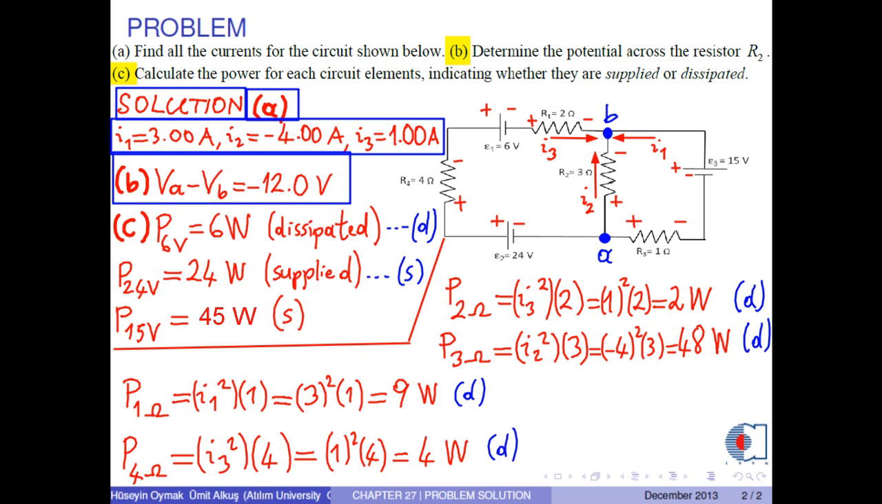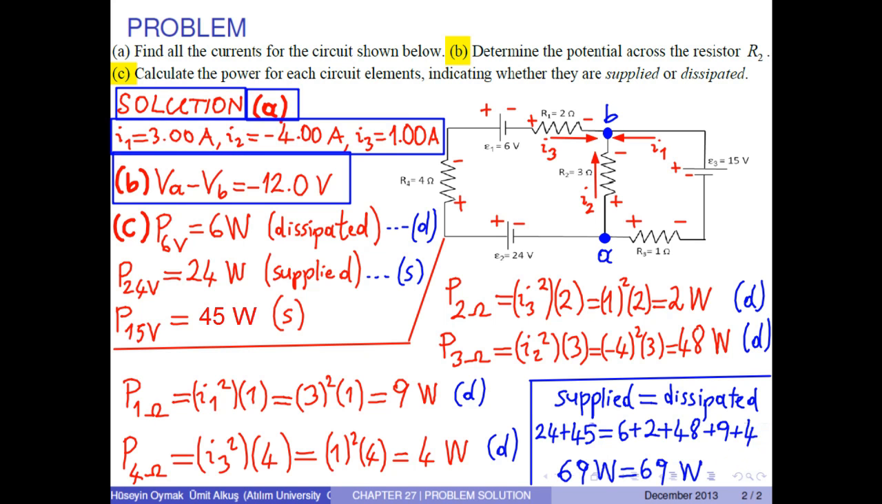As the final remark, if you calculate, the supplied power is equal to the dissipated power. Namely, 69 watts of power is supplied and 69 watts of power is dissipated.